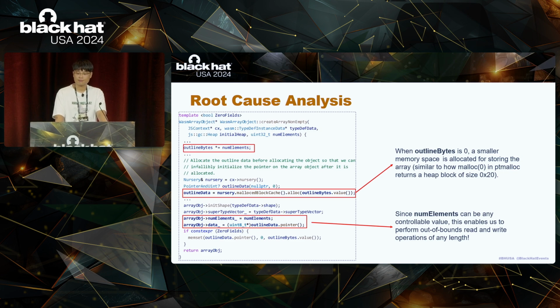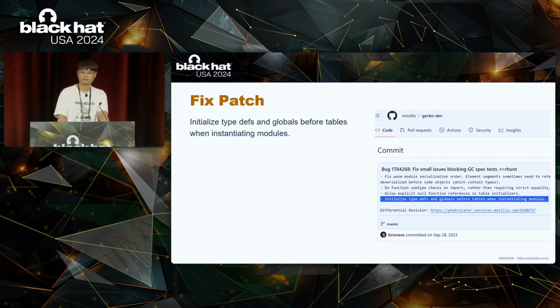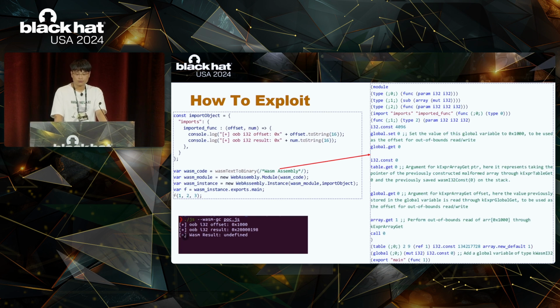Since num elements can be any controllable value, this enables us to perform out-of-bounds read and write operations of any length. This is the patch of the vulnerability, requiring only simple adjustments of the initialization order. Then it killed my 0-day, as you said. Once we have constructed an array with controllable length but minimum memory allocation, exploiting this vulnerability becomes trivial. We will skip this slide for the audience because of the time limit and it's a little complicated.